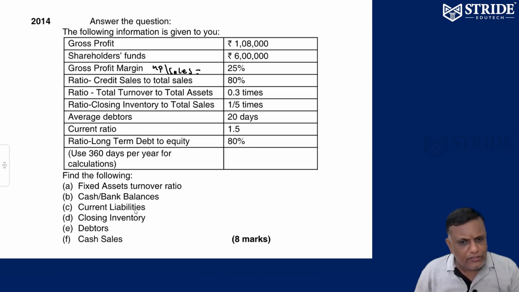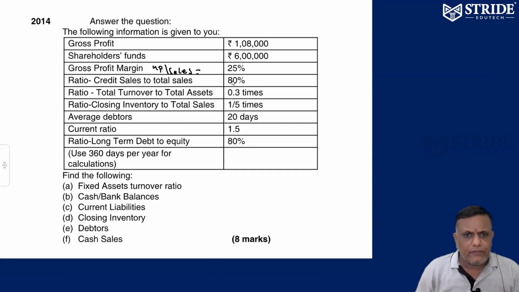And there are 6 questions you have to answer. First question, fixed asset turnover ratio. Second one, cash and bank balances. Third one, current liability. The fourth one, closing stock you have to find out. The fifth one, closing debtors. And last one, cash sales. Once the closing credit sales is known, automatically balance is equal to cash sales. That we come to know.